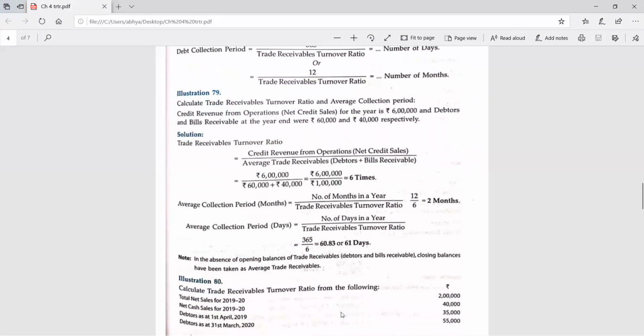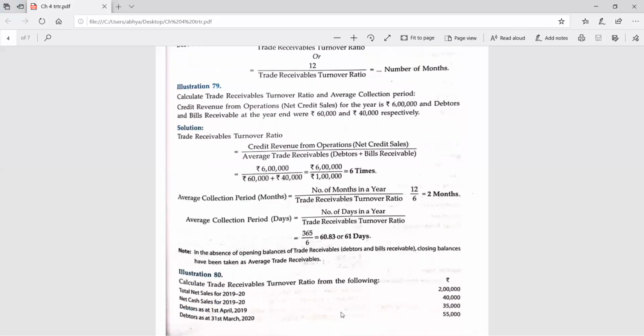Now I am giving one question. Try to solve it. It's very easy. I'm reading the question. Till then you can start solving. Total net sales are given as 2 lakh. Net cash sales are given as 40,000. So first of all, here we have to find out the credit sales. I told you the formula for how the credit sales will be calculated: net sales minus net cash sales. If returns are also given in this question and the total sales are given, not the net, then we have to also deduct the sales return.